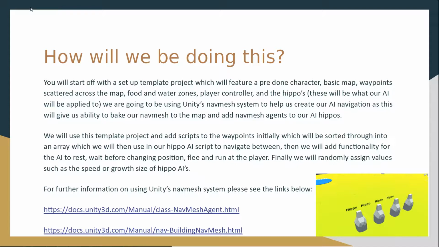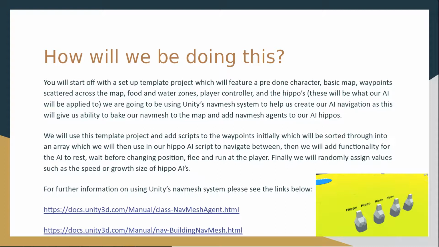To do this, we will be using a template project which I've prepared for us to get us started. This has set the nav mesh baking up for us, which is built into Unity and we will be utilising for this tutorial. From this template we're going to add scripts to all the preset waypoints in the map, which will sort them into a nice array via their tags for us, which we can then utilise in our second script, which will probably be called our Hippo AI. Then after the Hippo AI wanders between the different waypoints correctly, we will add in the collision growth, player encounter, fleeing and charging, etc.